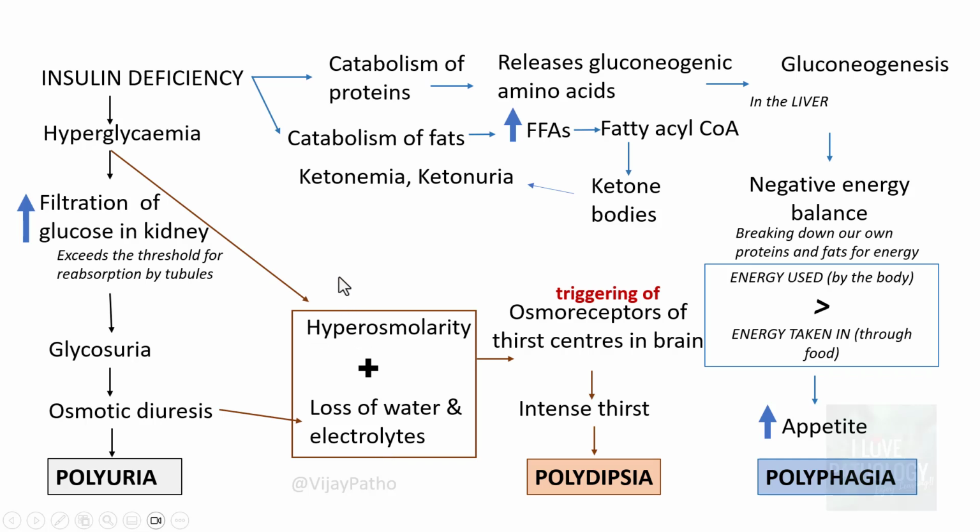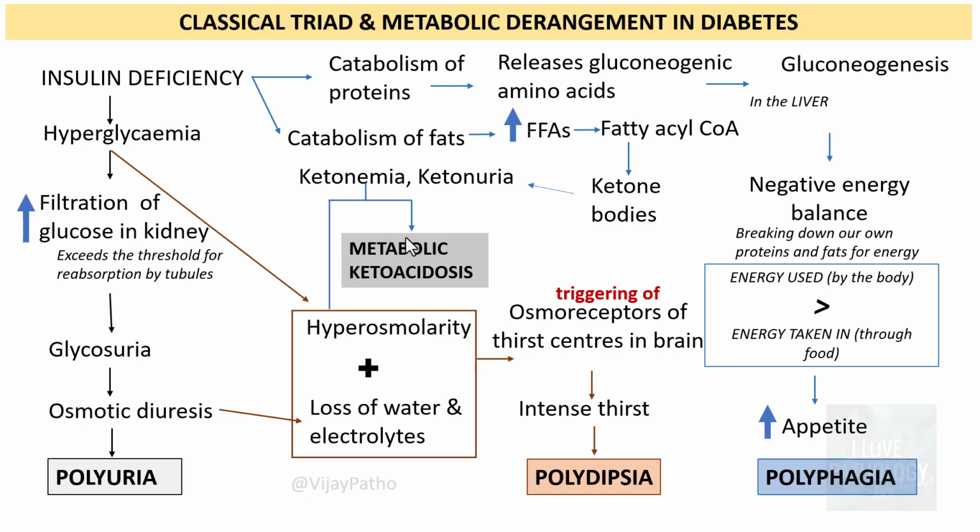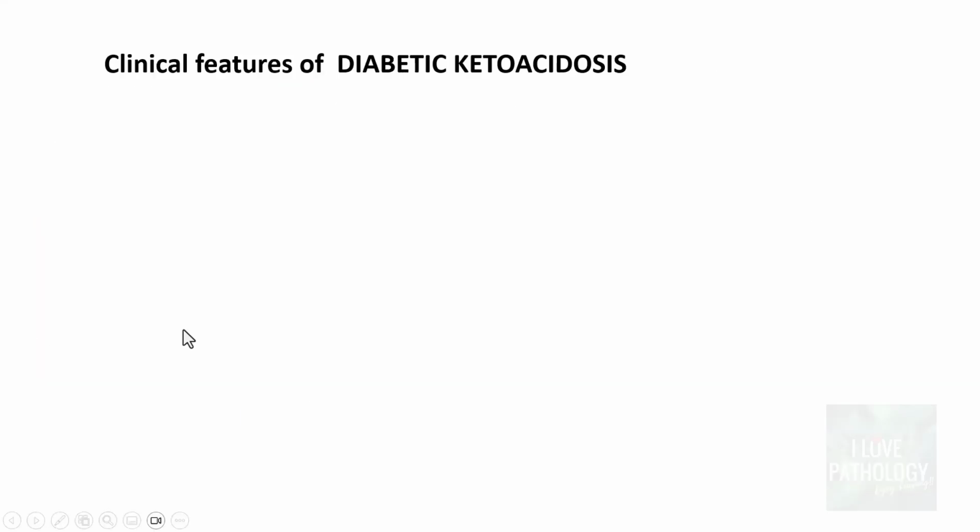So the combination of dehydration and the ketonemia and ketonuria is what results in the acute metabolic complication in type 1 diabetes mellitus, that is metabolic ketoacidosis. Okay, so that is the first acute metabolic complication in type 1 diabetes mellitus. So basically we are looking at the classical triad and metabolic derangements in type 1 diabetes mellitus particularly.